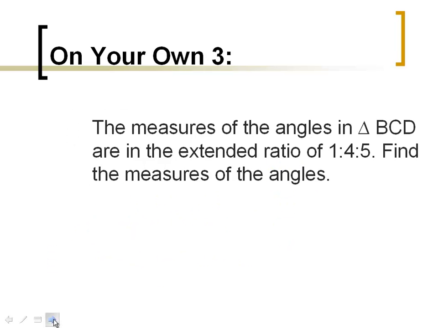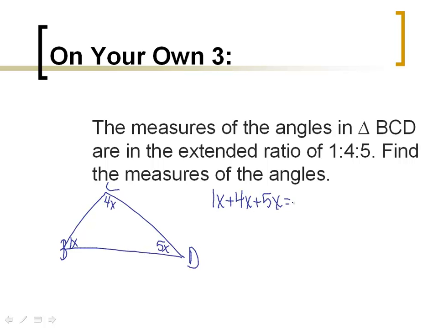Why don't you pause the video and try this one on your own? Okay, so you should have seen we've got this triangle here, triangle BCD again. My ratio is 1 to 4 to 5. So notice I put my x's right in there with them. These have to add up to 180, so I can say 1x plus 4x plus 5x equals 180. 1 plus 4 plus 5, well, that's 10x equals 180. Divide everything by 10, and x equals 18.